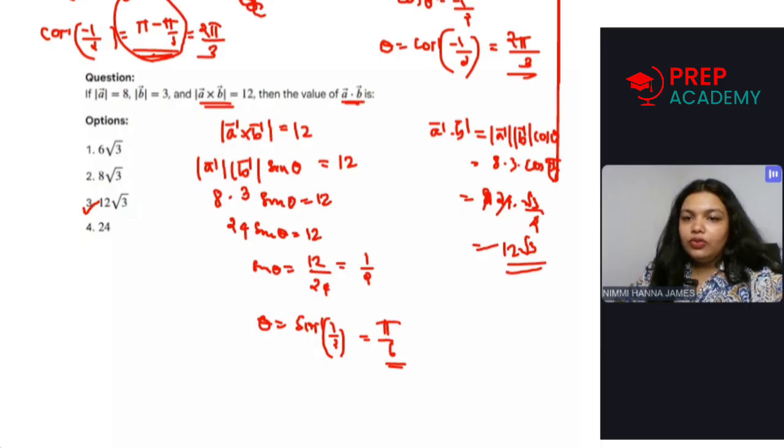We needed theta in order to complete the answer for A dot B. So we found theta using the given information.